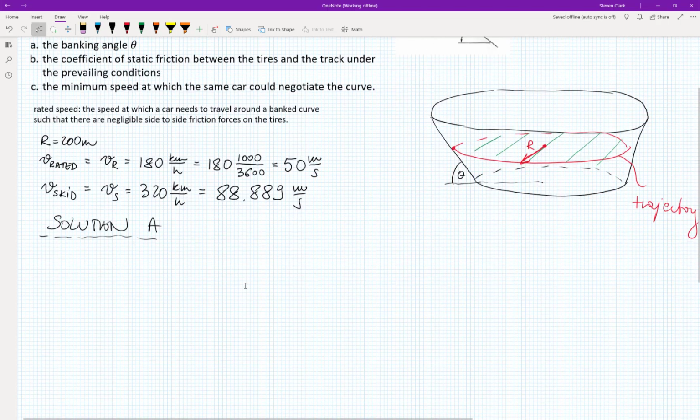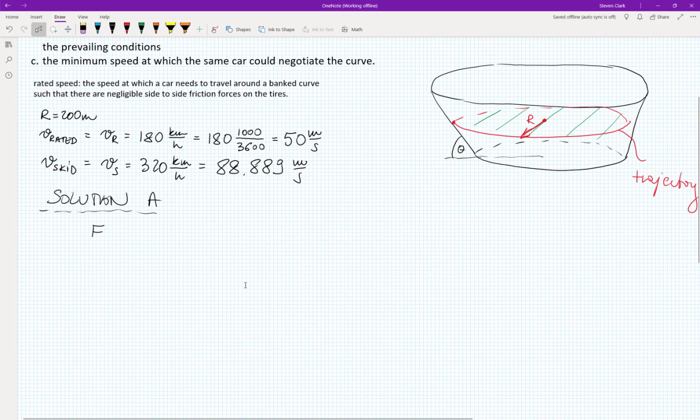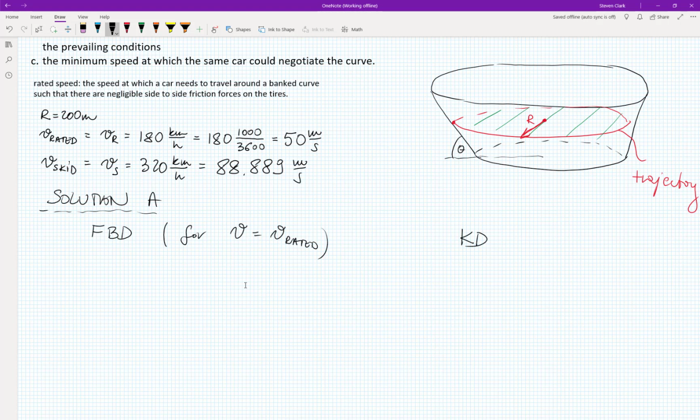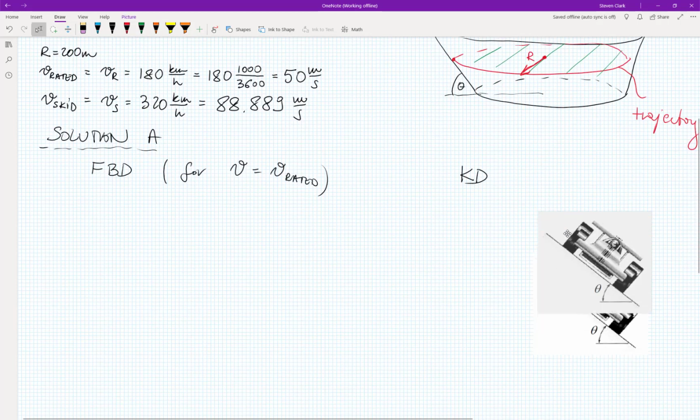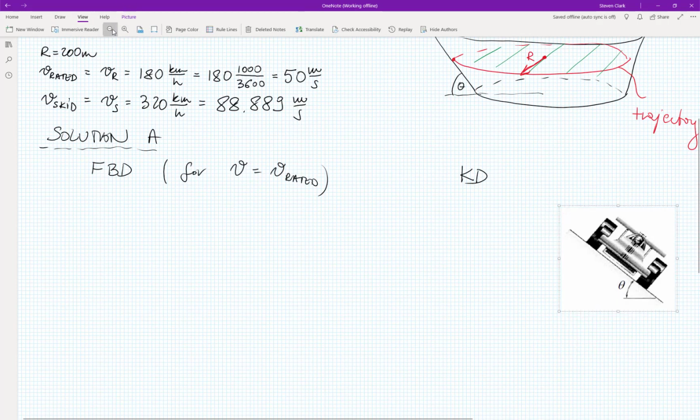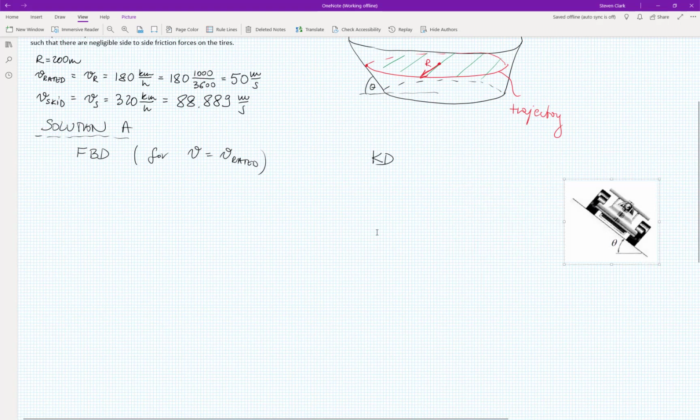So in solution A, we will just draw a free body diagram, because we follow my recipe, right? FBD, but it will be for velocity v rated. And let's not forget about the twin brother of FBD, the KD. Let's model our particle as a rectangle again. I think I can make it smaller. So I'm going to model that car as a rectangle, rectangle here and rectangle here.